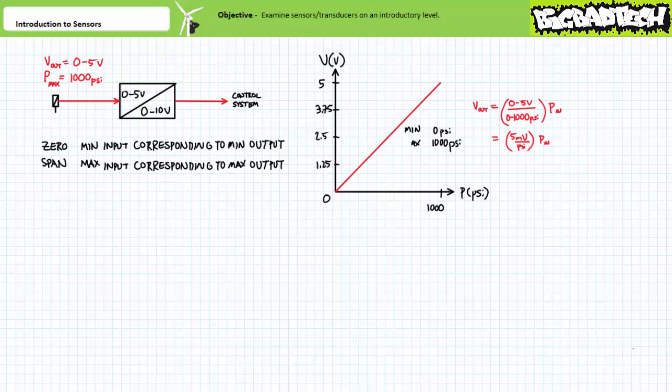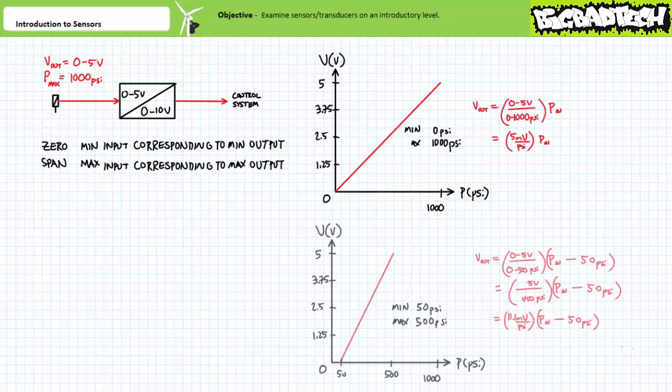This might not seem earth-shattering to you until you realize this calibration process means nothing at all. Given another system with a minimum pressure of 50 psi and a maximum of 500 psi, one could also adjust the full range of this pressure sensor output to encompass only these values.